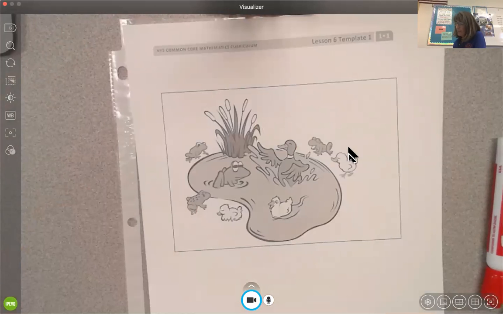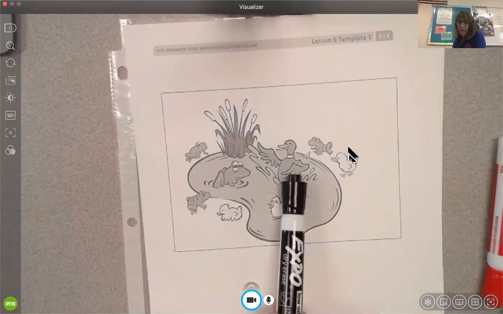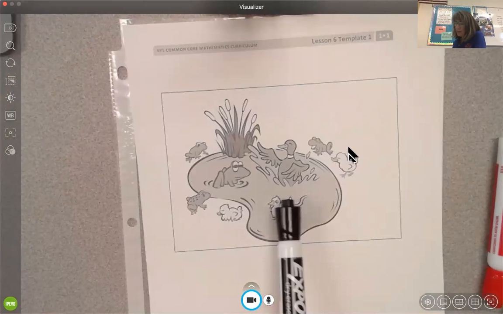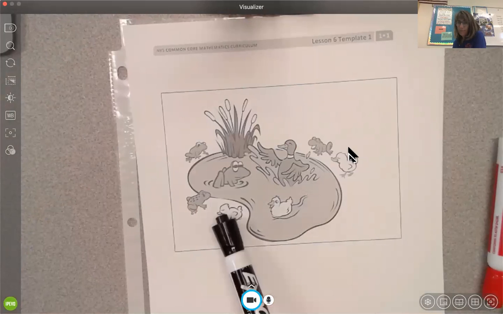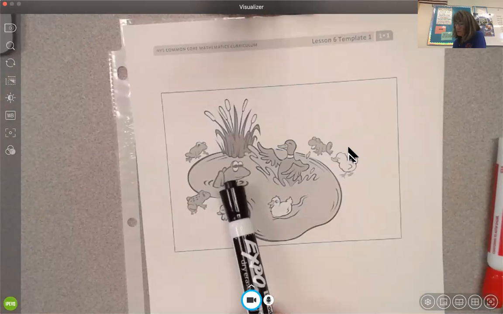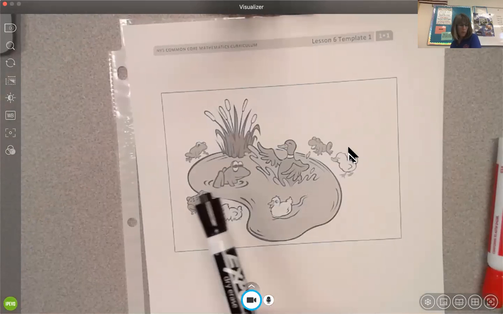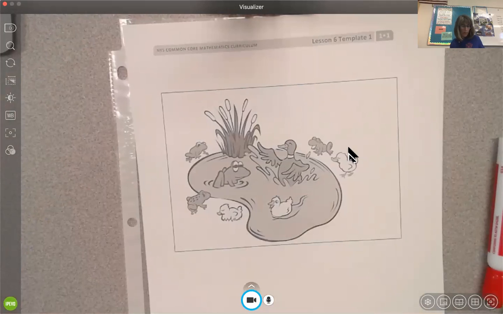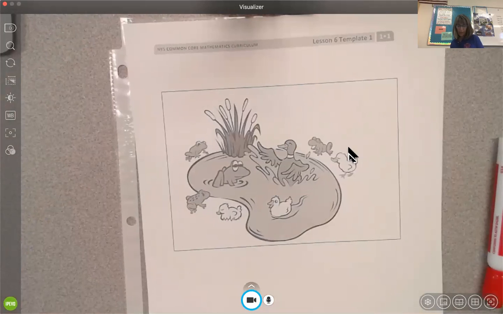So in this packet, we have a big duck. We have some baby ducks. 1, 2, 3 baby ducks. We have a big adult frog. We have some baby frogs. 1, 2, 3. Okay, now that we know that, we're going to ask some questions and figure out some answers here.